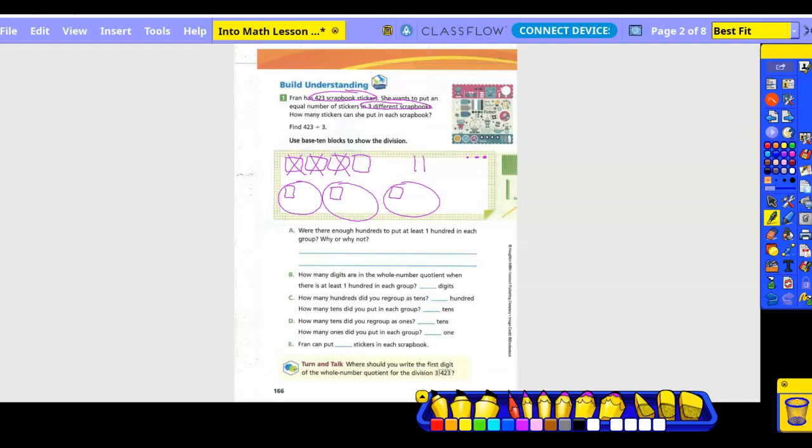Do I have enough longs to put in there? Or tens? No. Do I have enough small cubes? Yes. Yes, so I can put 1 small cube in each one of those, circle them, and then mark it off to show that I used them.